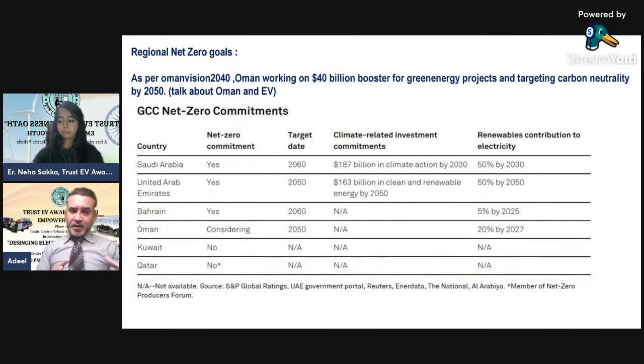Comparing to that, we also have regional net zero goals: Saudi Arabia, for example, is 2060, with 50% by 2030; UAE by 2050, with 50% by 2050; Bahrain 2060, with 5% by 2025; and Oman, which I already explained to you. Here I do not have data for Kuwait and Qatar, but that does not mean they do not have it. So I just wrote not available.